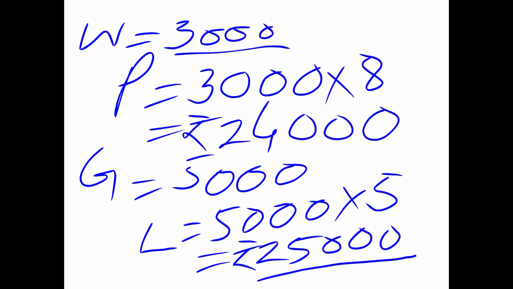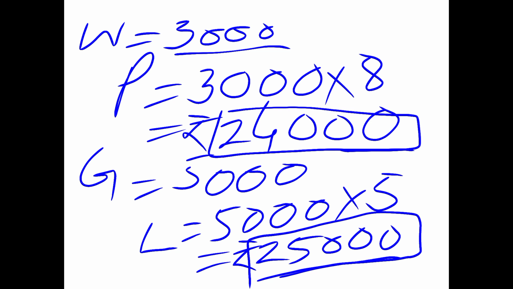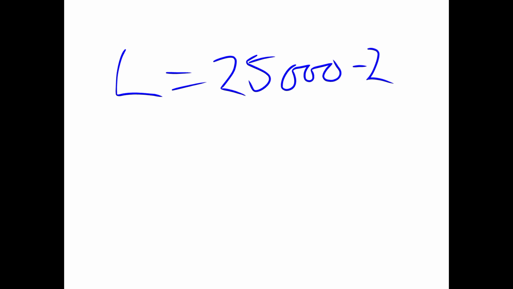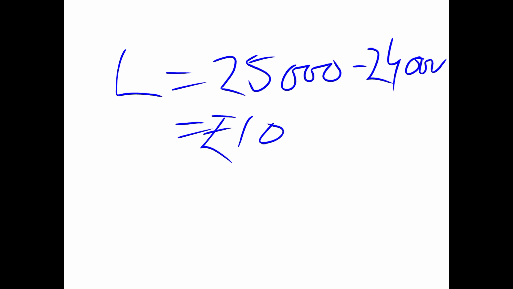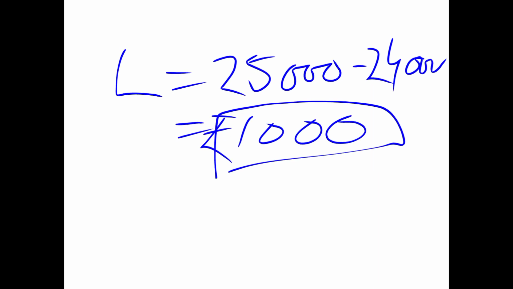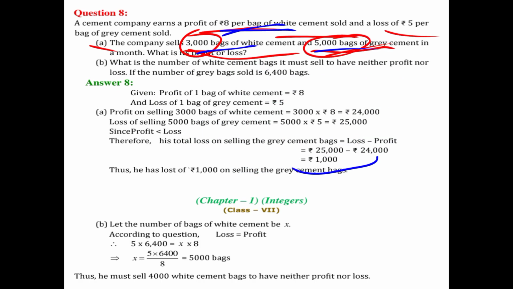Now you have to note that the loss is 25,000 rupees and the profit is only 24,000 rupees. So since the loss is greater than the profit, we have to calculate the loss. So loss is equal to 25,000 minus 24,000, which is equal to 1,000 rupees. So there is a loss of 1,000 rupees.